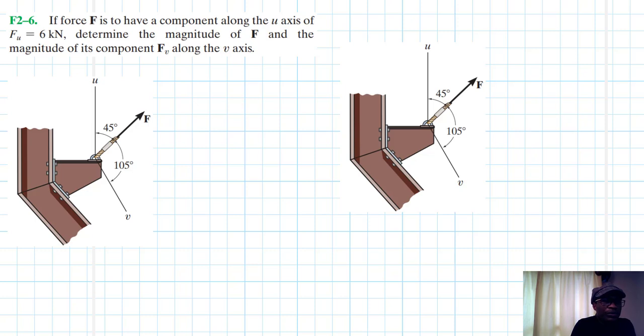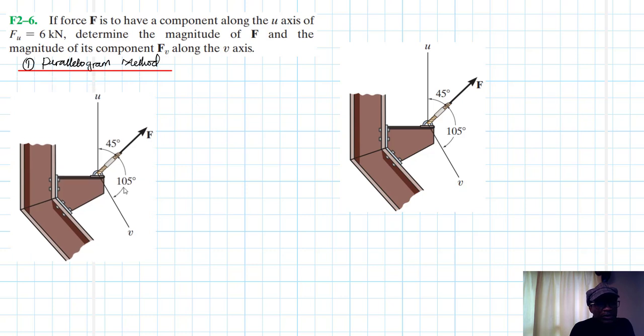So first, we have the parallelogram method. What we need to do is draw the parallelogram. We've already been given one force, which is Fu. We have been asked to find the components of this particular force along axis U and axis V, and also the magnitude of F. Great, so let's draw that.